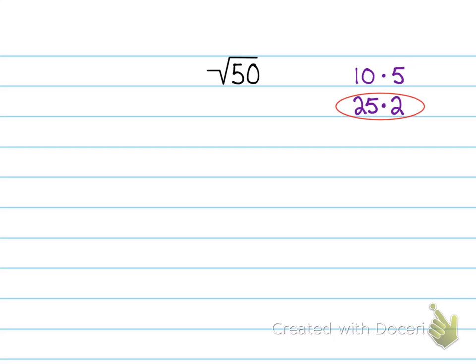So I'm going to break up the square root of 50 into the square root of 25 times the square root of 2. I know that the square root of 25 is 5, and I can't do anything with that square root of 2, so I'm just going to tack it on there. And that's my answer. I've now simplified this square root.